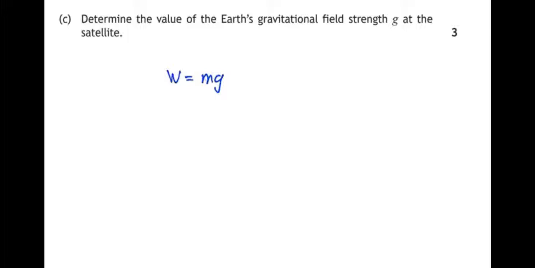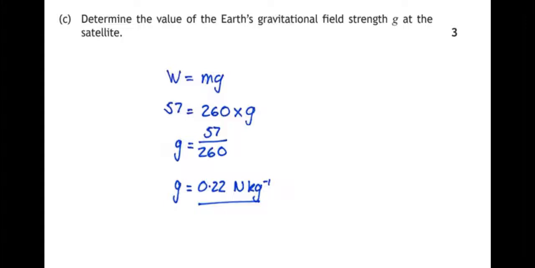So, we know the weight. The weight is that gravitational force of attraction, 57 newtons. We worked out the mass of the satellite in the previous question, 260 kilograms. So from that, we can work out the gravitational field strength, g. We have a little bit of rearranging to do, and we get a value of g to be 0.22 newtons per kilogram.